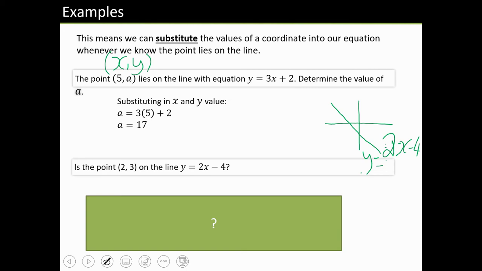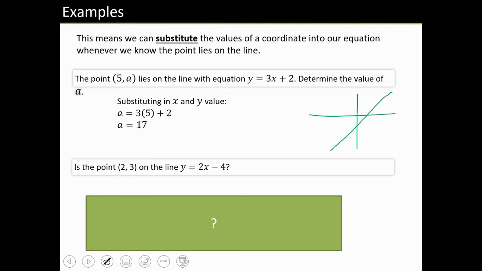Sorry, let's do that again. So this is my line, y is equal to 2x minus 4, so my y-intercept goes at minus 4. What it's saying to me is, is the point (2, 3) on that line? So without drawing the graph, we need to try and prove algebraically if that point (2, 3) is actually on the line there.